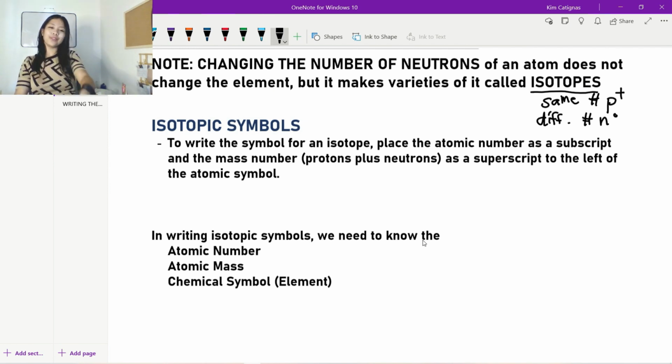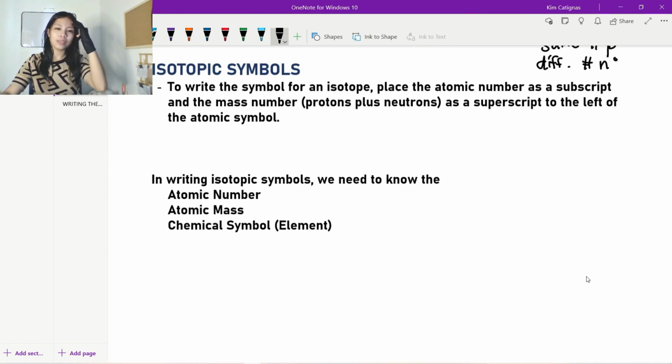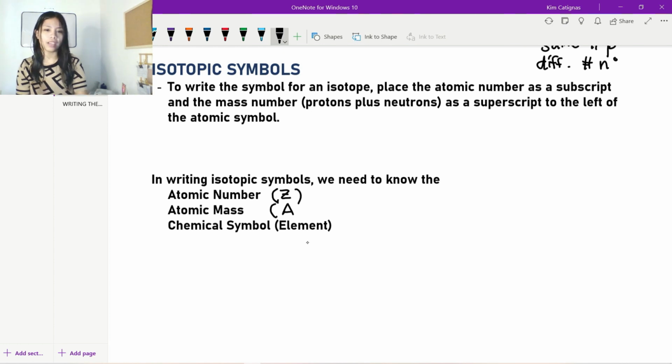So, paano po yun, ma'am? In writing, bibigyan ko na lang kayo ng example. So, in writing symbols, we need to know three things: atomic number, atomic mass, at saka chemical symbol ng element. So, yung atomic number, i-represent natin siya as Z. In chemistry, nire-represent po natin siya as Z. Si atomic mass naman po, i-represent natin siya as A. Okay? So, si chemical symbol naman, i-represent natin siya as letter X. Lahat ito ay representation na.